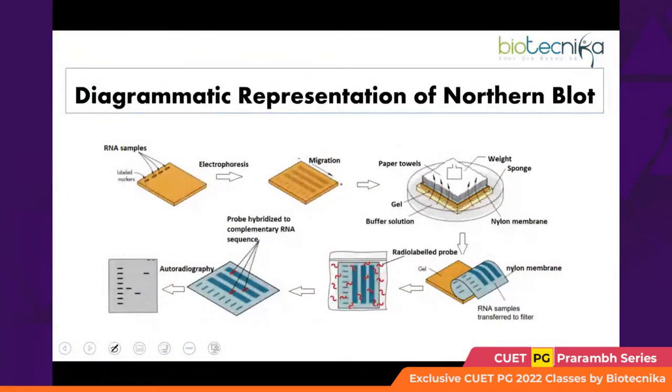So same thing, we will do the electrophoresis, separate the RNA in the gel, then we will put the blotting assembly together and transfer the separated RNA from the gel to the nitrocellulose membrane. Then we will treat it with our probe, a radiolabeled probe, give it a proper wash, and then we will see by autoradiography where all the probes have attached. So that will help us in identifying the RNA, because it is Northern blot.